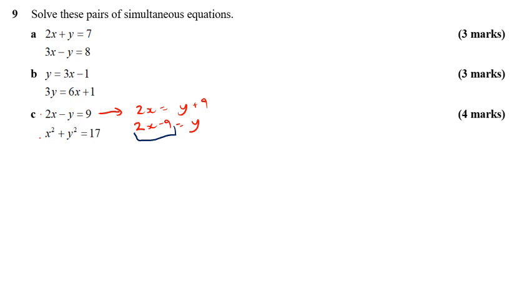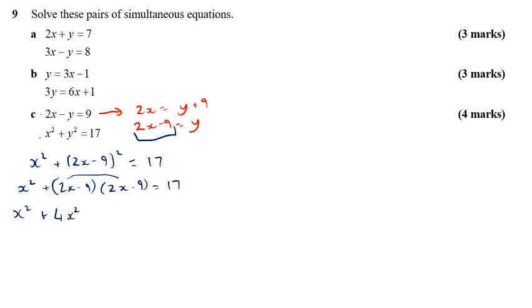So now I've got that, I can substitute this into my second equation for wherever I see y. With that in mind, I'm going to get x squared plus (2x minus 9) squared equals 17. Remembering now that (2x minus 9) squared means (2x minus 9)(2x minus 9) equals 17. So then we get x squared plus 4x squared minus 18x minus 18x plus 81 equals 17. So this is 5x squared minus 36x plus 81 equals 17.